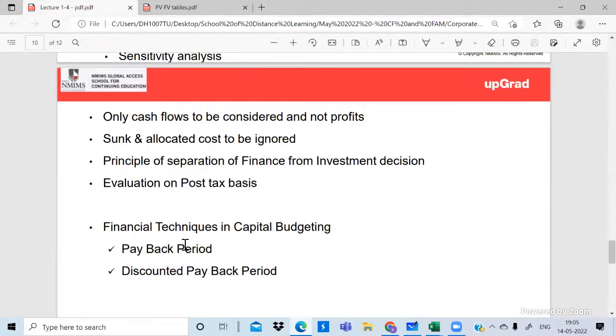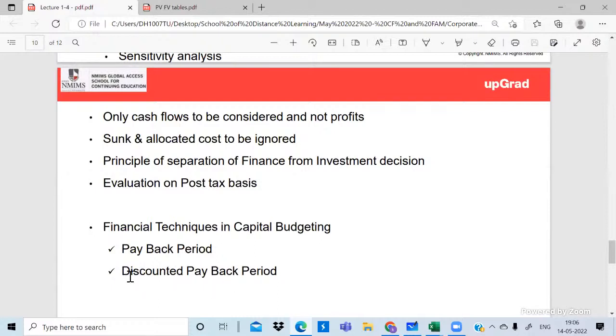Then we started with the two basic techniques in investment decision, which is your payback period and discounted payback period. The main limitation of the payback period is that you don't look at the time value of money and the cash flows which arise after the payback period. Plus, it's very arbitrary, because the top management could decide that they will accept only those projects where the payback period is less than 5 years. But you could have an excellent project where the payback period is 6 years, and you might end up rejecting it because it doesn't fit the mandate of the top management.